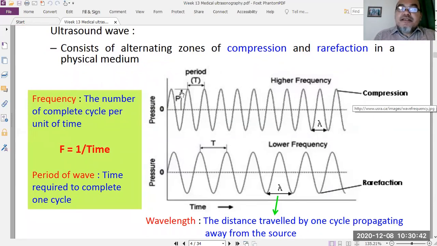Here, the pressure changes as a function of time with a certain period, and of course a certain lambda, the wavelength. Some part of the air will be compressed, and the other part is uncompressed or expanded, which is called rarefaction.